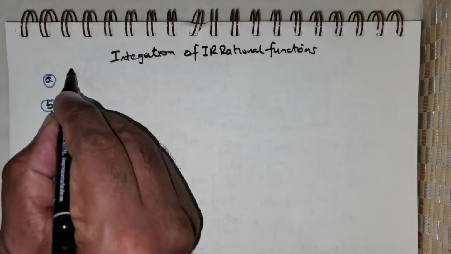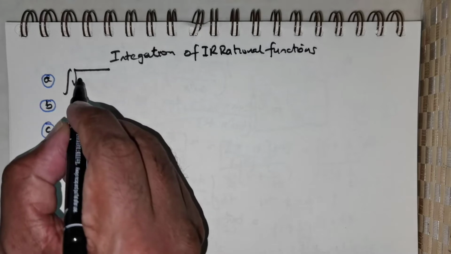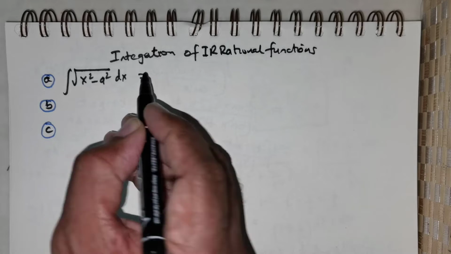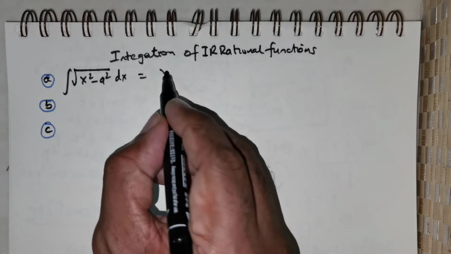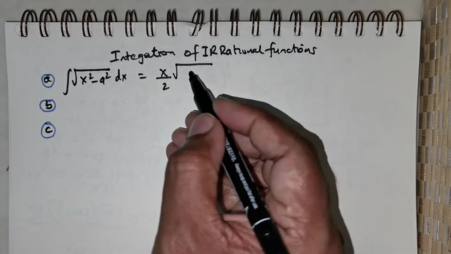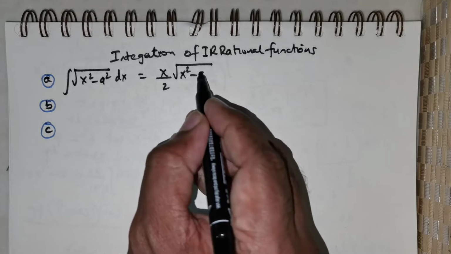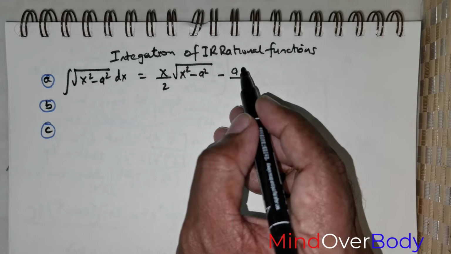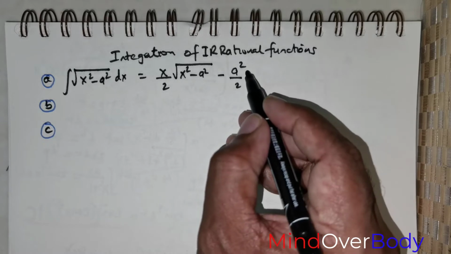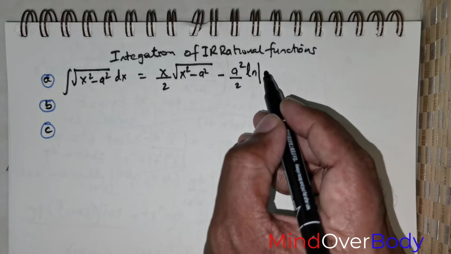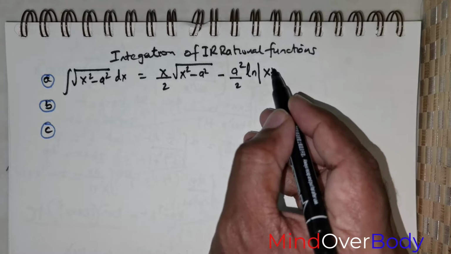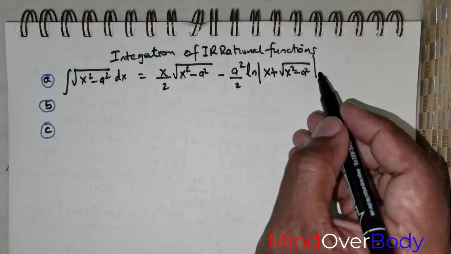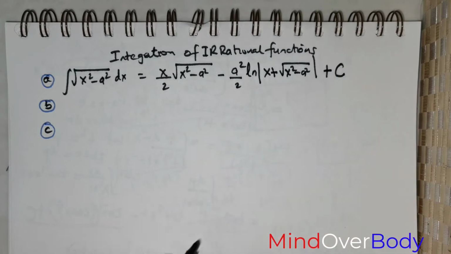The first one is the integral of square root of x squared minus a squared times dx. This is equal to x over 2 root of x squared minus a squared, minus a squared over 2 times log of x plus root of x squared minus a squared, followed by arbitrary constant c.